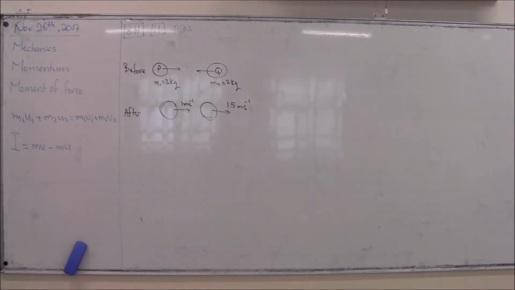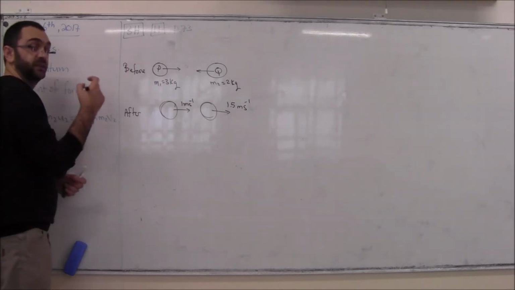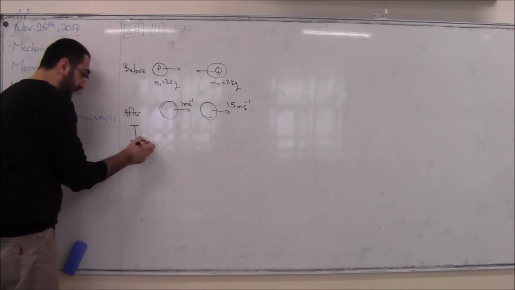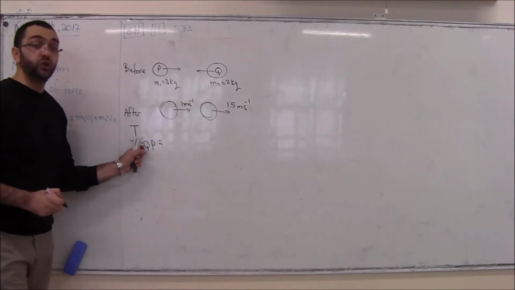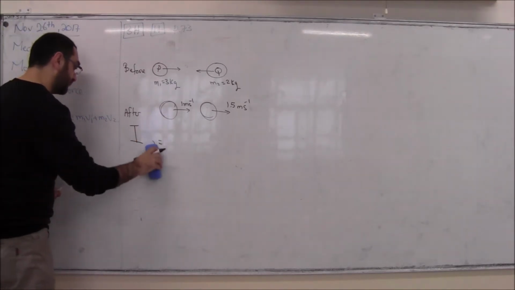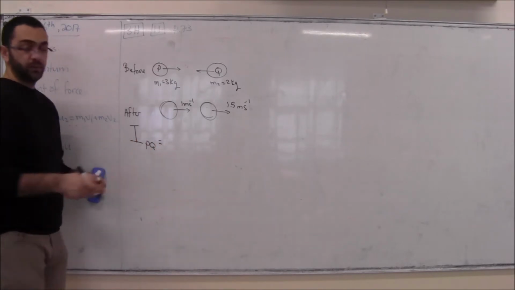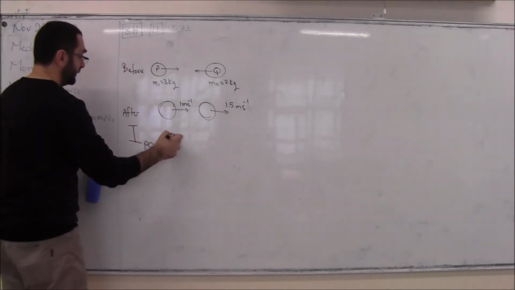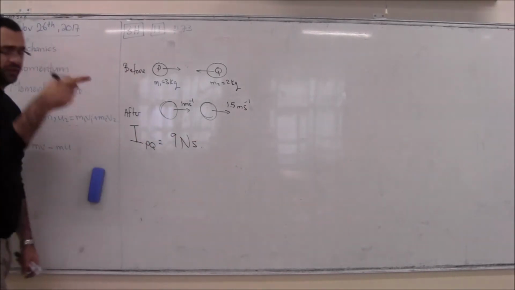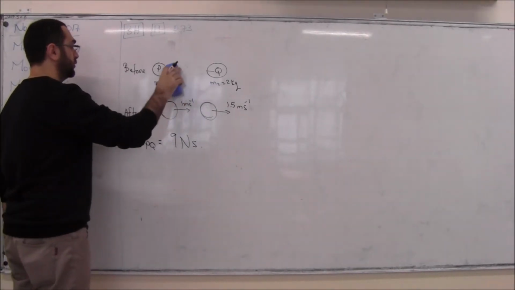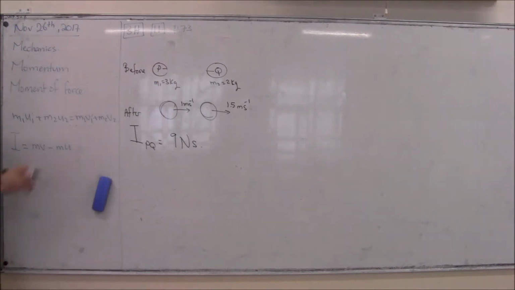The magnitude of the impulse of P on Q, no matter the sign, is 9 Newton second. It's not mentioned whether they are moving towards each other or not. I don't know anything about these things; it's not mentioned.